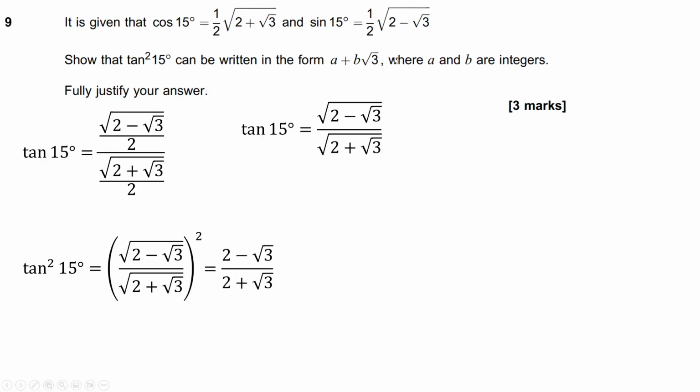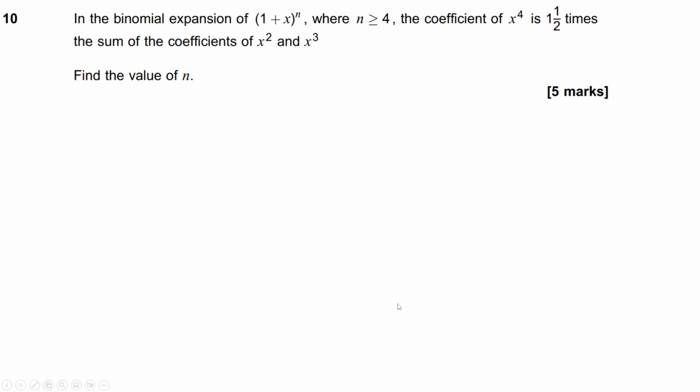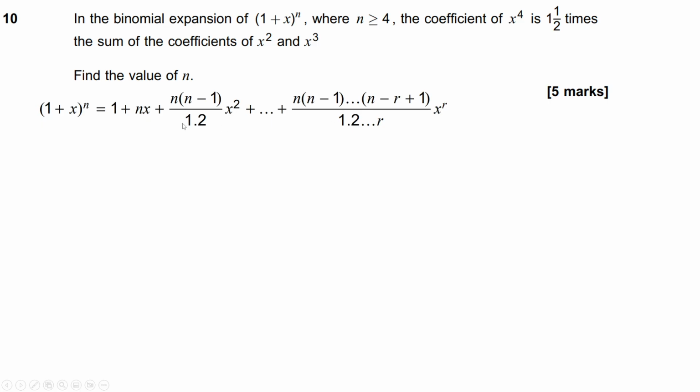We want it to be written in this form, so just rationalize the denominator, you'll get 7 minus 4 root 3. So we're expanding this, and we're told some information about the coefficients. You get a formula for this in the formula booklet. It looks like this. Just plug it in.